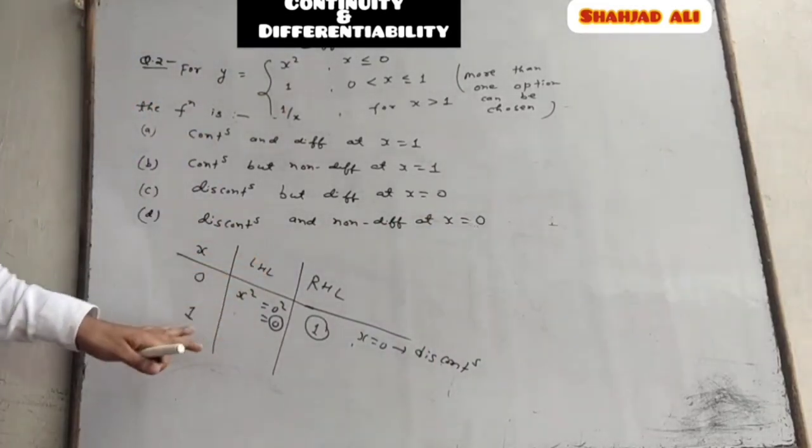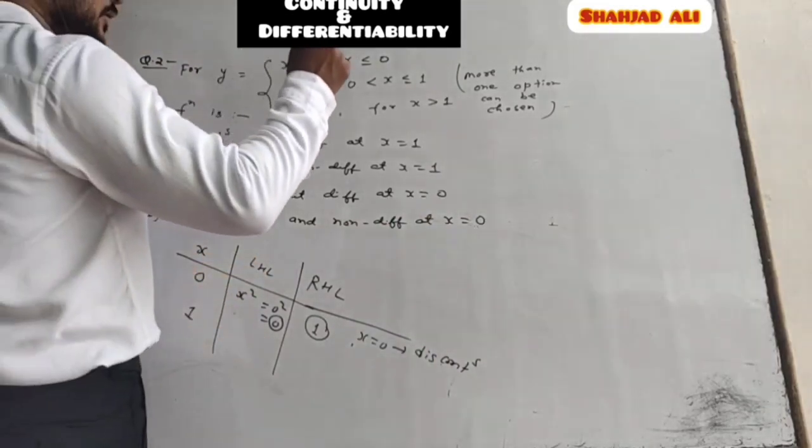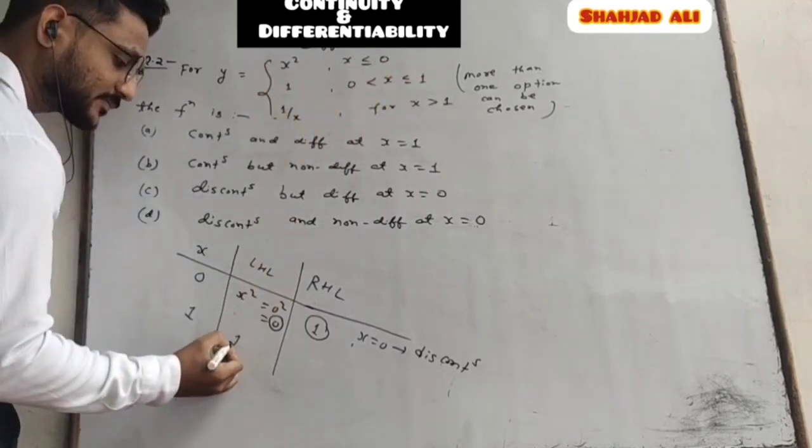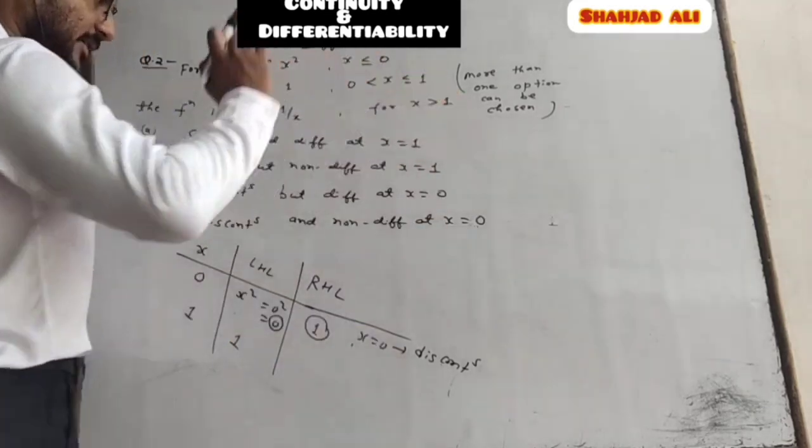Okay. Now let's go for the next one, that is 1. So the left hand limit, less than 1, is 1. For the right hand limit, it is when x is greater than 1.